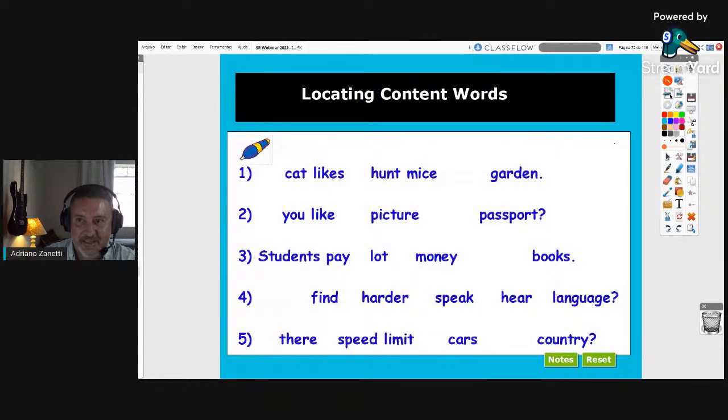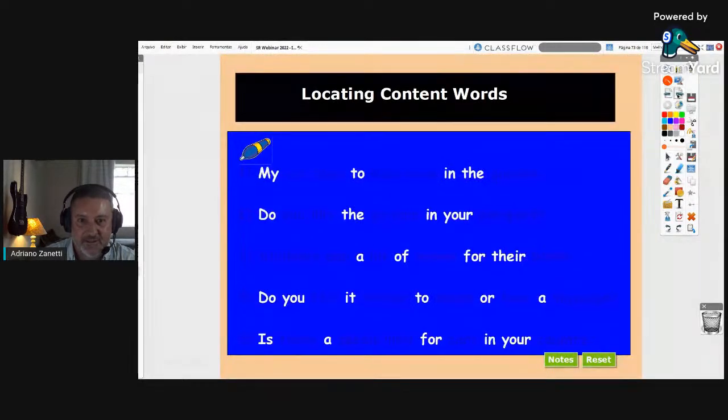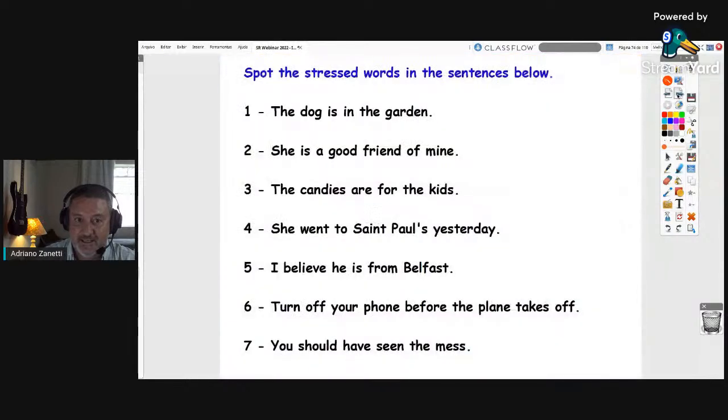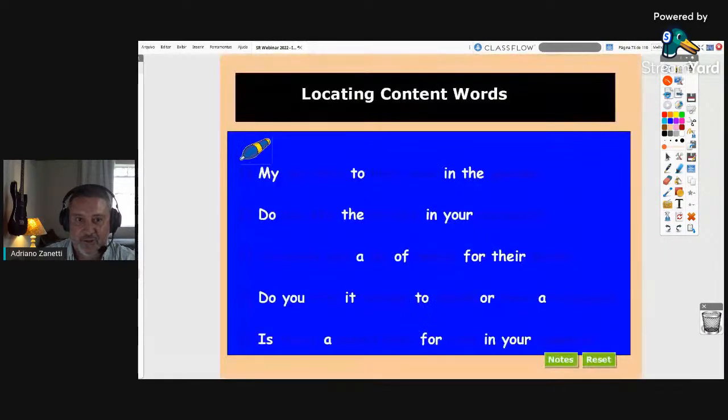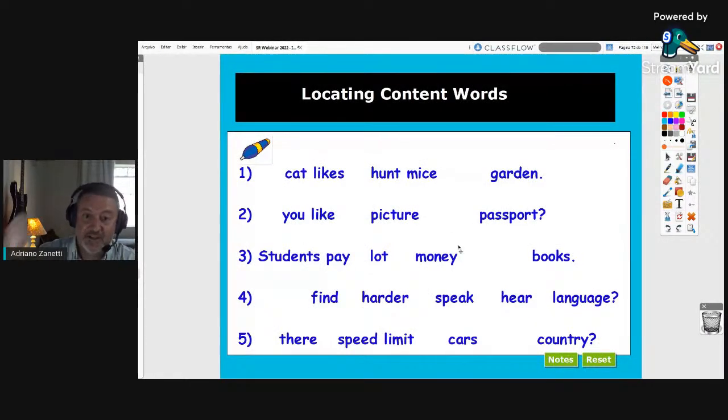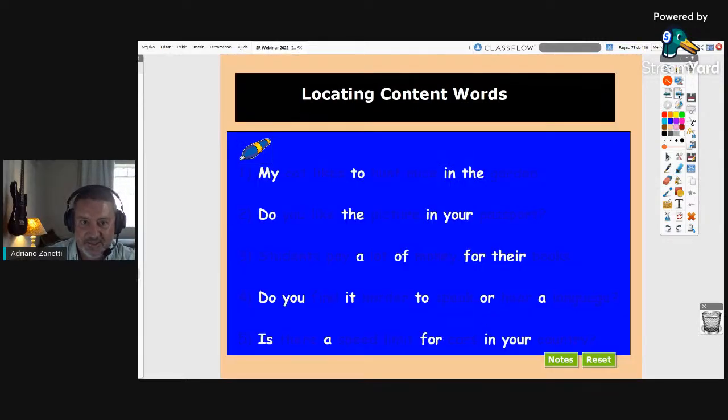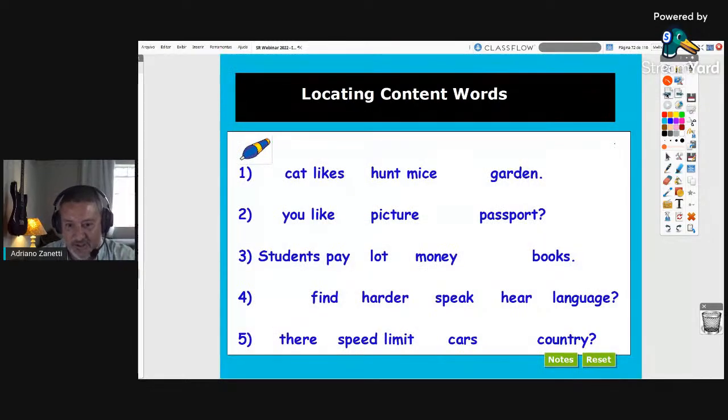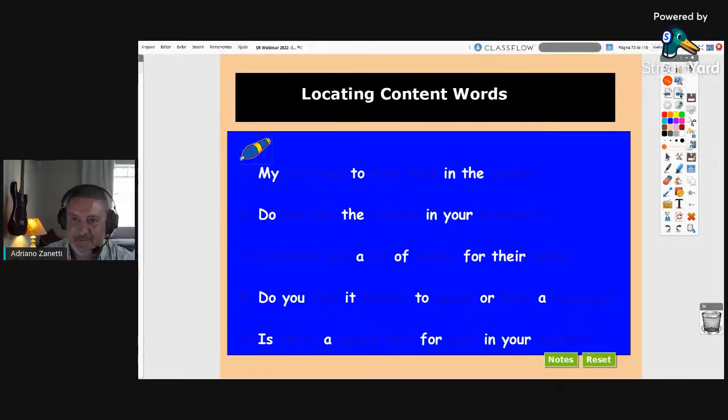Cat likes hunt mice garden, or my to in the? So this is an awareness activity. From the content I can understand, so this is what you need to stress. If you stress the other words, I cannot understand. Like number 4, do it to, it's a broken message. So that's the way to go. Broken phone, activated phone, broken phone.